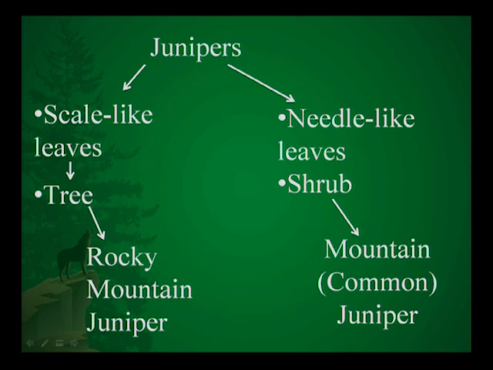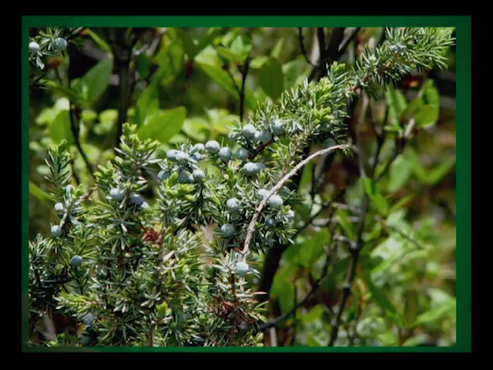And then again, reviewing the junipers real briefly then. So scale-like leaves, that is a tree, would be the Rocky Mountain juniper. Needle-like leaves and a shrub, the mountain or common juniper. And also then, here's a picture actually showing what the juniper cones, the juniper berries, look like. So this is actually on a mountain juniper.